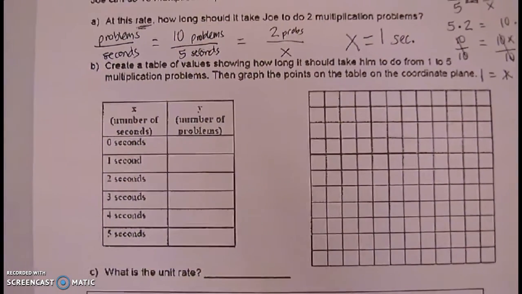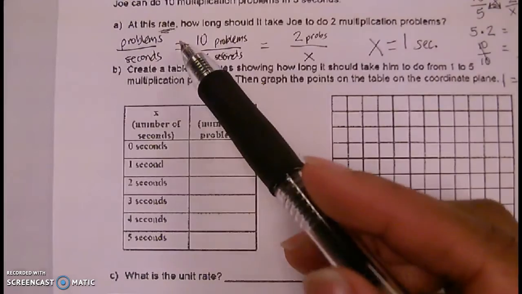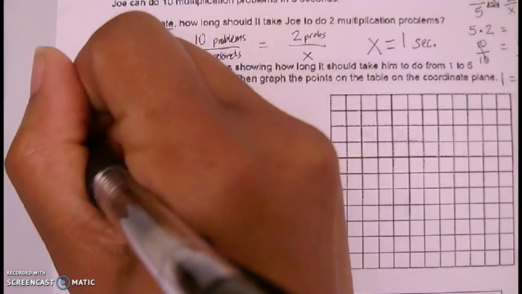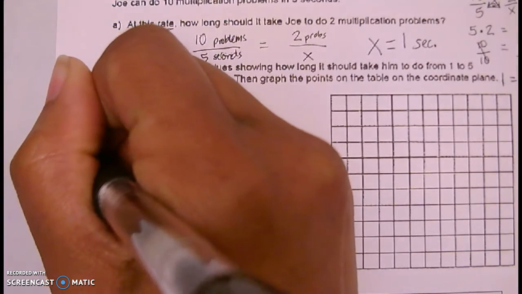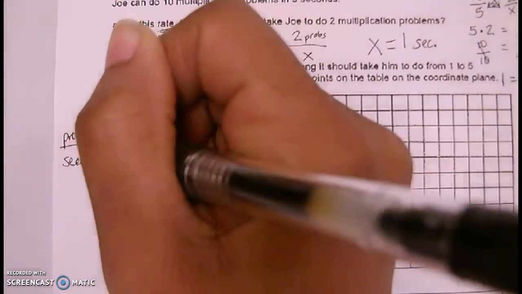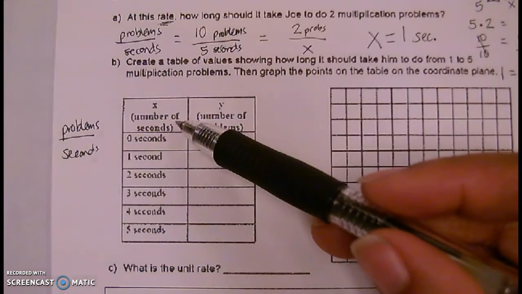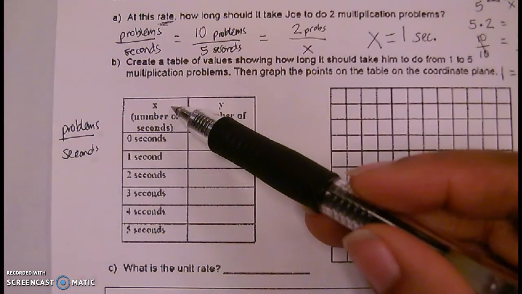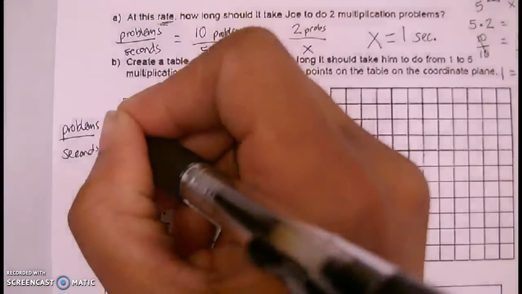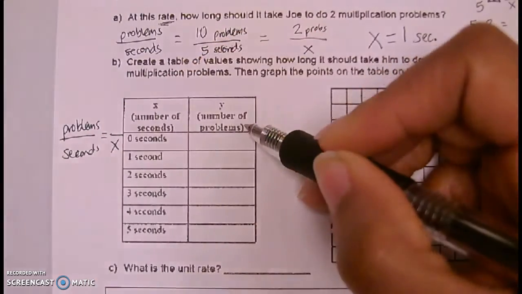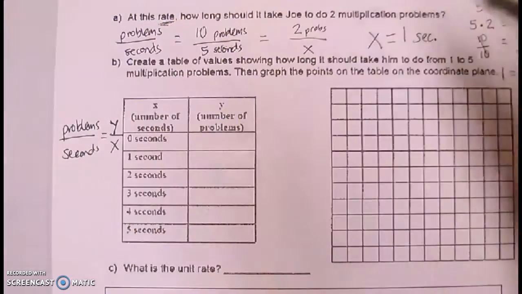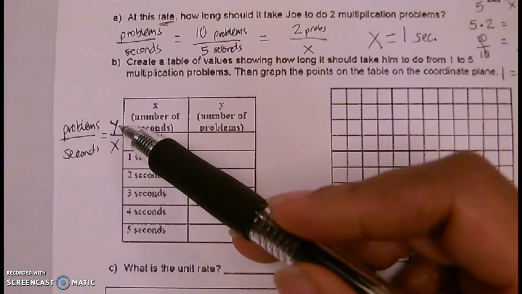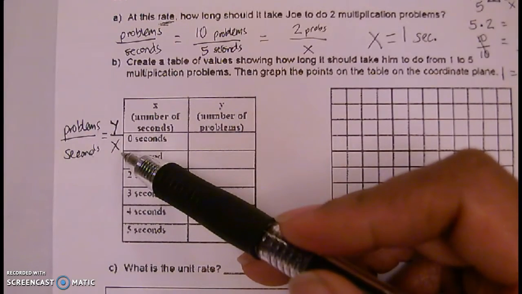Now, the thing to keep in mind, we still have the same rate. We still have problems over seconds. If we look at our table, we can see that seconds is represented by the variable x, and the number of problems is represented by the variable y. So I want you to write this down. Problems over seconds equals y over x.